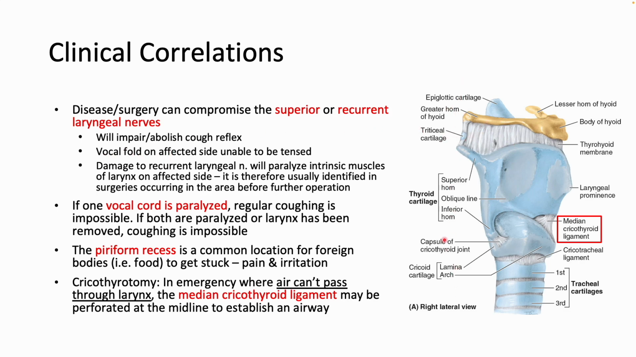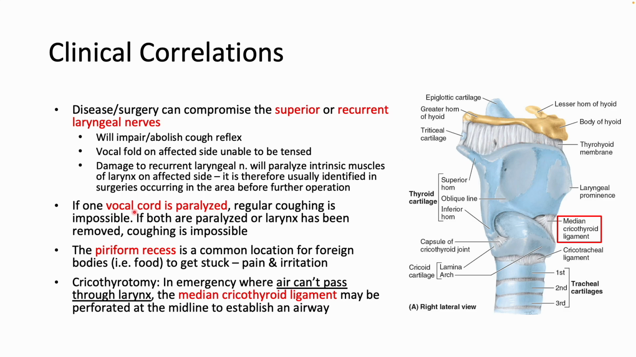Remember, we have the nerves on both sides. So if you nick one, then that's going to affect one side. And so the vocal fold on the affected side, the one that got nicked or messed up by disease, will be unable to be tensed. If you get damage to the nerve, then that will paralyze all of the intrinsic muscles on that side. And therefore, when doing a surgery in this region, before they do any cutting or going too far, they're going to identify these nerves, make sure they have them, put them to the side, and then continue on with whatever they need to do.